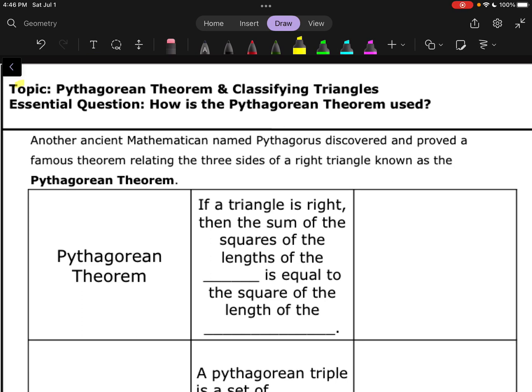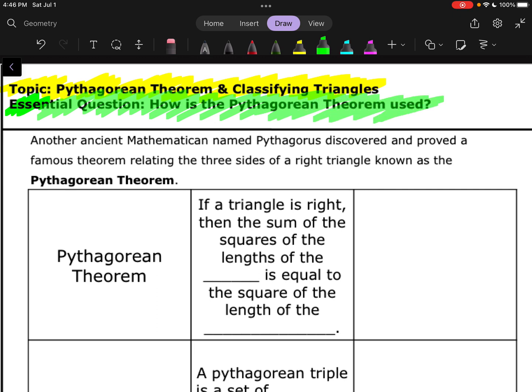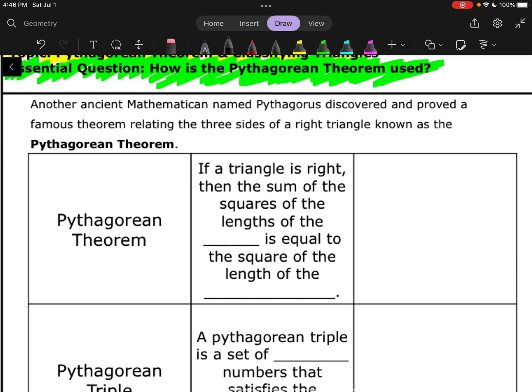All right, the topic for this video is going to be the Pythagorean theorem and classifying triangles. Our essential question, the thing we're going to try to answer by the end of this video, is how is the Pythagorean theorem used? All right, a little background. Another ancient mathematician, we've been talking about Euclid a lot in these videos, but another ancient mathematician named Pythagoras discovered and proved a famous theorem relating the three sides of a right triangle known as the Pythagorean theorem. What is the Pythagorean theorem?